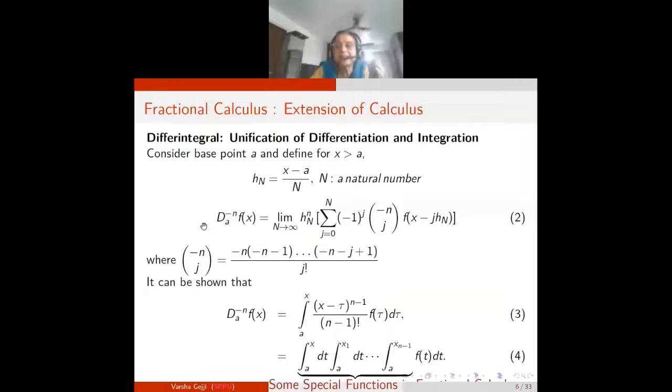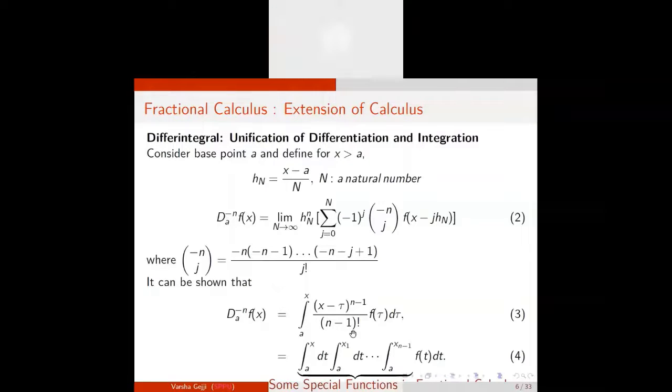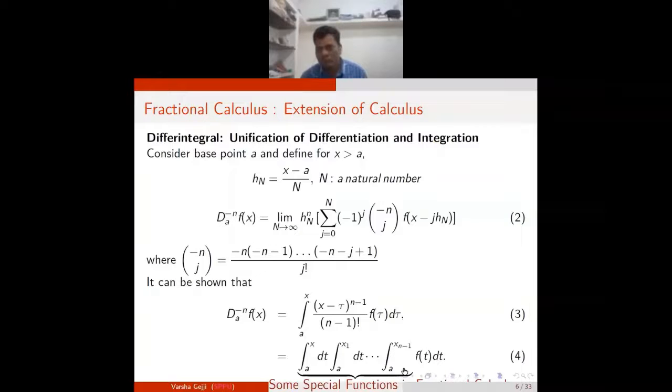and that definition makes sense because, this is an exercise and you can refer to a standard book on fractional calculus, this limit given in 2 is nothing but the integral given in 3. So this is the beauty. When you replace n by minus n, you get the integral from a to x of (x minus tau) to the power n minus 1 upon (n minus 1) factorial, f of tau d tau, which is again a simple exercise to show that it is a repeated integral.